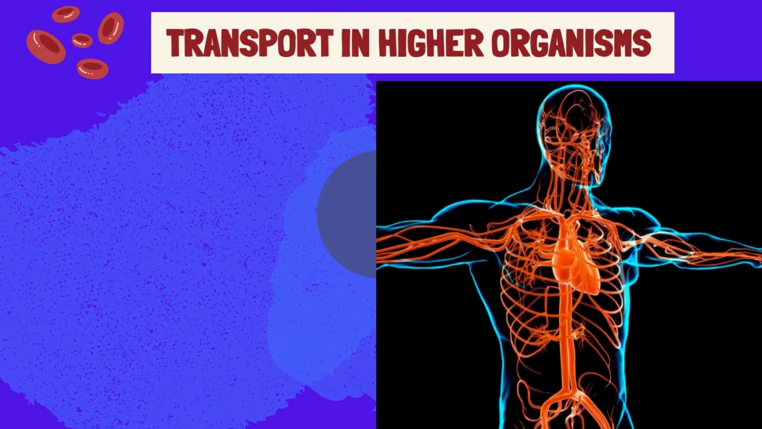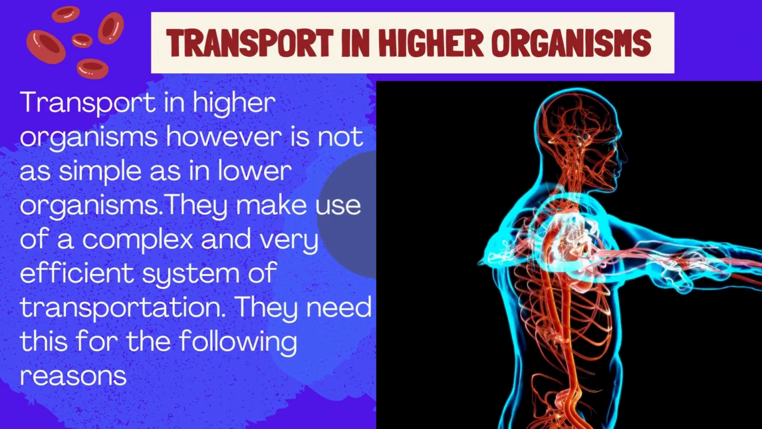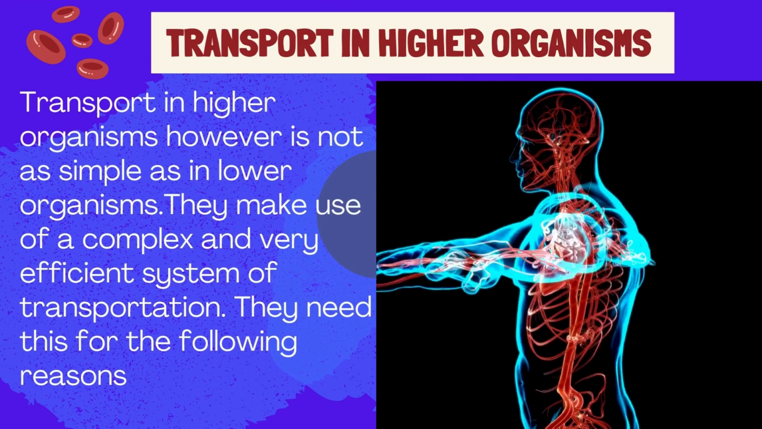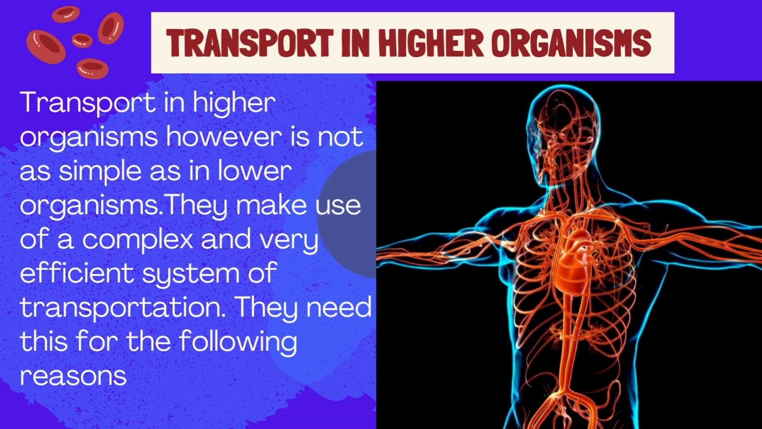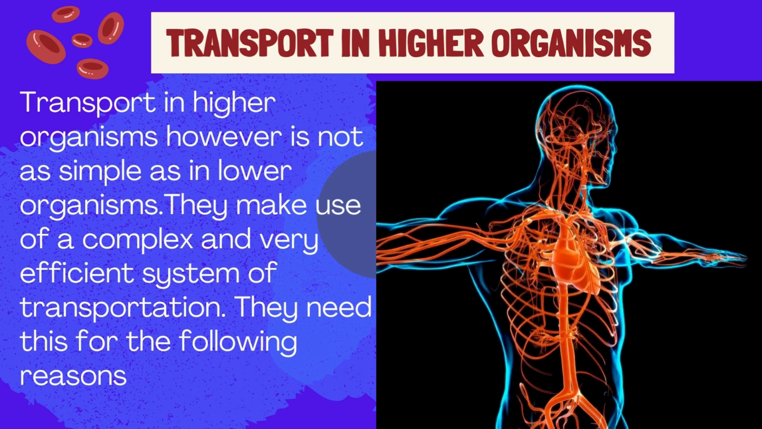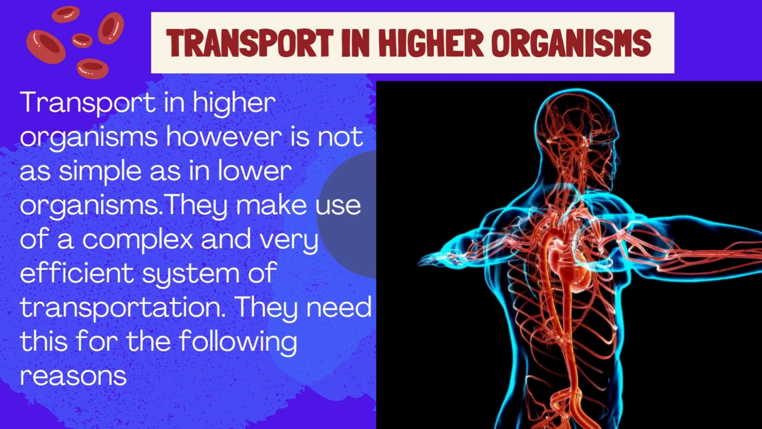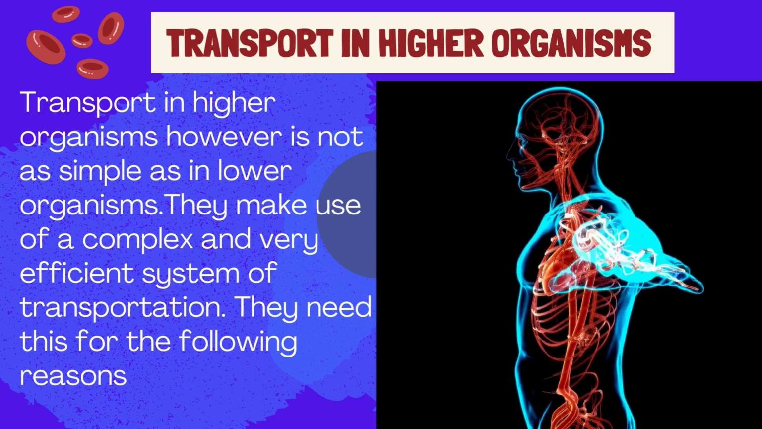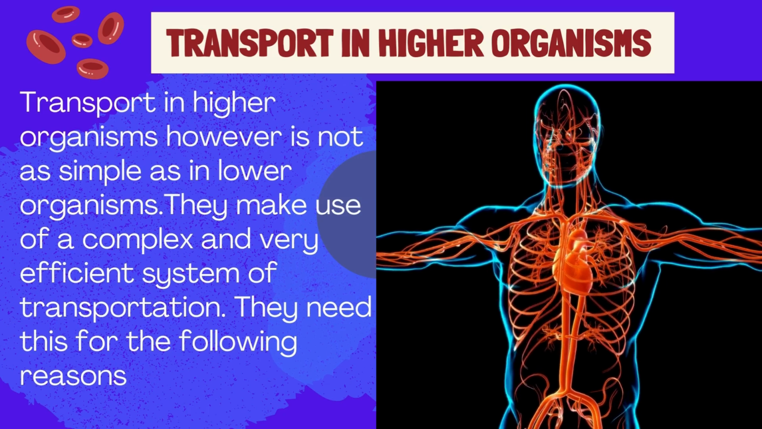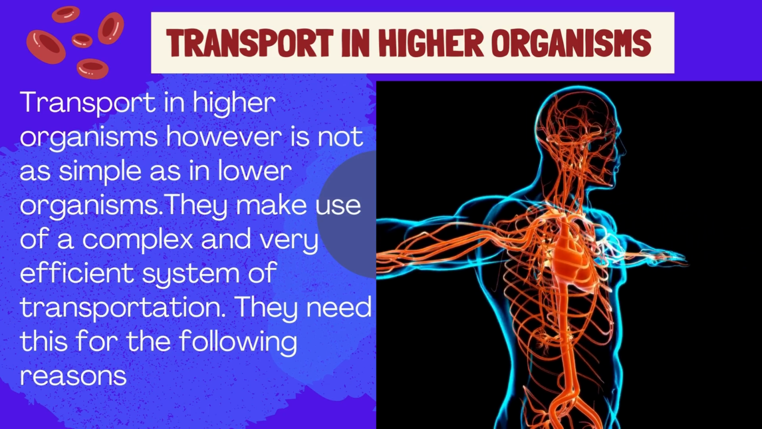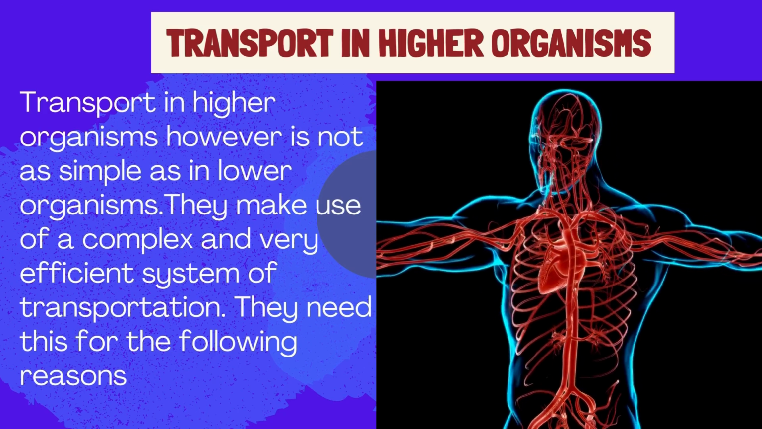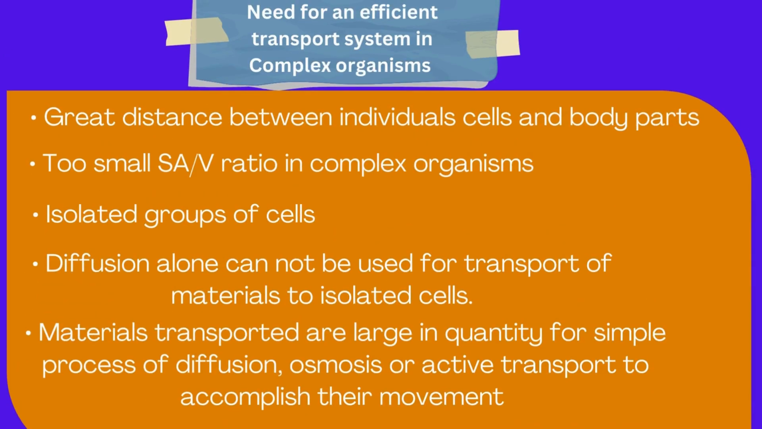Now, larger organisms like man and other animals have a very low surface area to volume ratio. As a result, diffusion alone cannot achieve exchange of materials. There is therefore a need for an effective transport system in larger organisms. This is because of the following. 1. In complex multicellular organisms, many cells are situated far from the others.